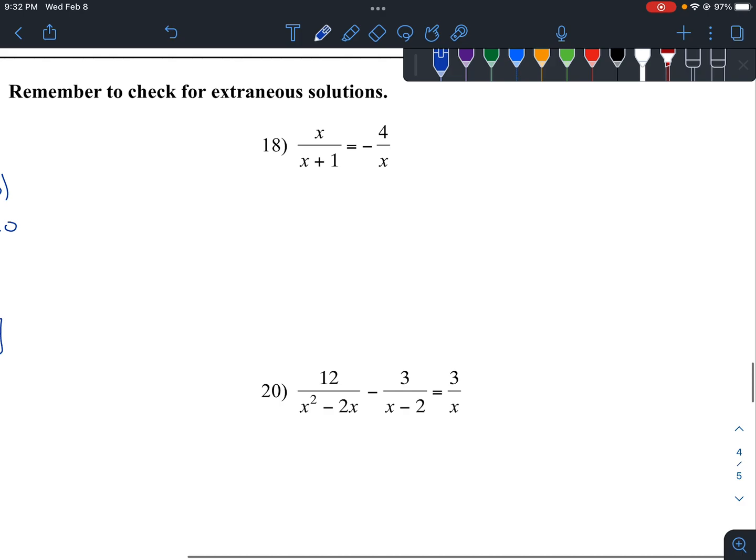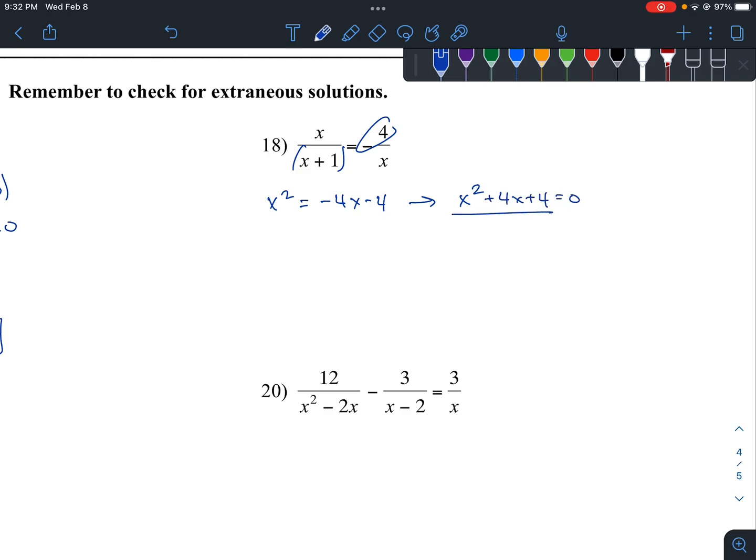Okay, for 18, cross multiply, so x to x, that's going to give me x squared equal to negative 4 to those two terms, so it's going to be negative 4x minus 4. It is a quadratic, so let me get everything on one side. So x squared plus 4x plus 4 equal to 0. I'm going to factor my quadratic, so that's going to be x plus 2 and x plus 2 equal to 0. So then I'll have x is equal to negative 2 as the one and only solution there.